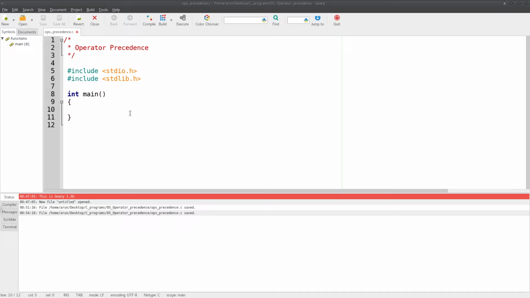This series is C programming tutorials, and in this tutorial we will be looking at operator precedence. Now before we go into the topic, I would like to mention one thing. Unlike the previous videos, wherein we wrote the entire program in CodeBlocks, from this video onwards we will be jumping into working with Geany.